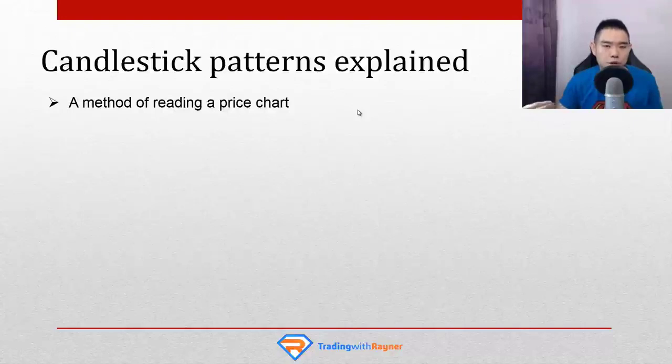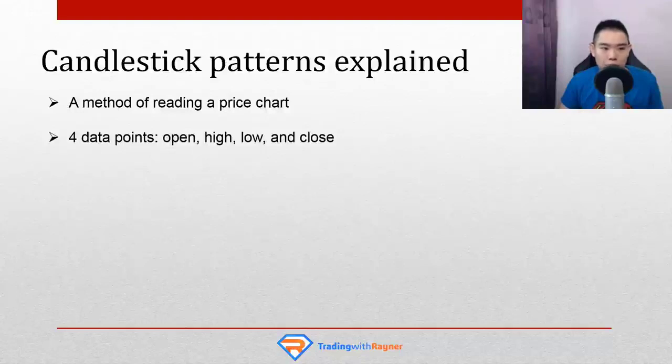So how do you actually read a candlestick pattern? One thing to understand is that there are 4 data points for every candlestick. You have the opening price, the closing price, and the high and low of the session. So if your candlestick is, let's say, on the 1 hour time frame, then the high is the highest price point over the last 1 hour, and the low is the lowest price point over the past 1 hour.